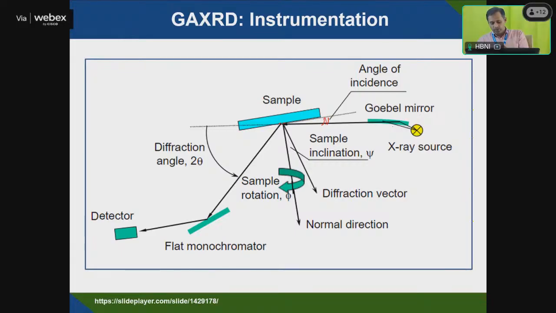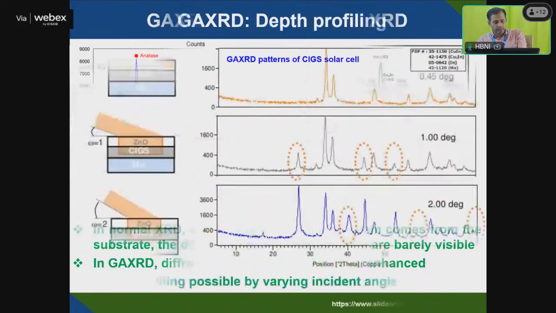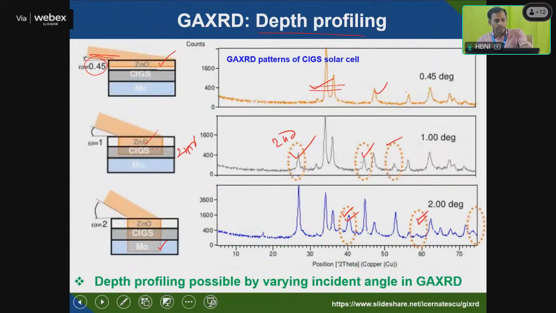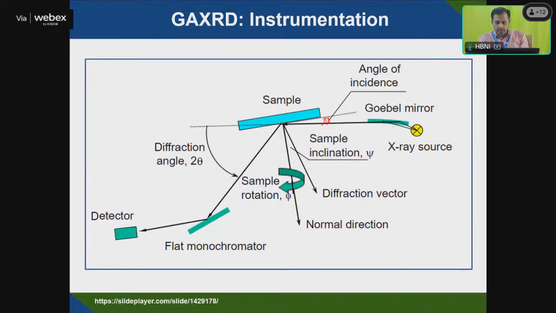When I was talking about thin film, I forgot to mention that this omega value is from the source to sample. So I am talking about this angle, not this angle. This is omega, and 2 theta is on this side. And is this 2 theta the same as before? 2 theta will remain the same.